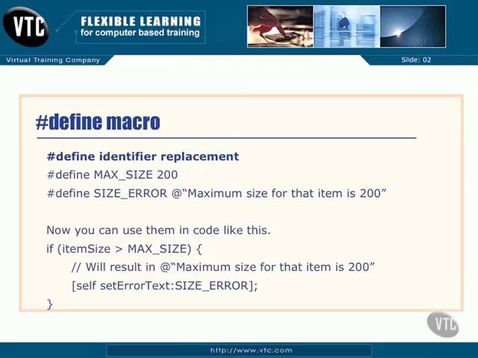So to use those in code, we say if item size is greater than max size. If that statement's true, then in our code, we could say self set error text, so that would be a method that's inside of our own class, and we could just give it the size error macro instead of writing that text out each time. So what this is doing, it's taking max size and it's replacing that with 200. So in our code, when it was actually run, that statement would say if item size is greater than 200. It wouldn't actually have the variable there, it would substitute it with the value that we've created in our define statement. And the same goes for size error.